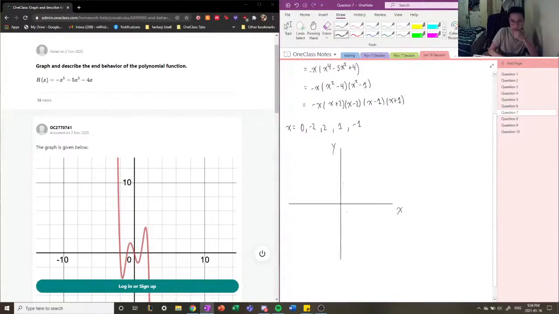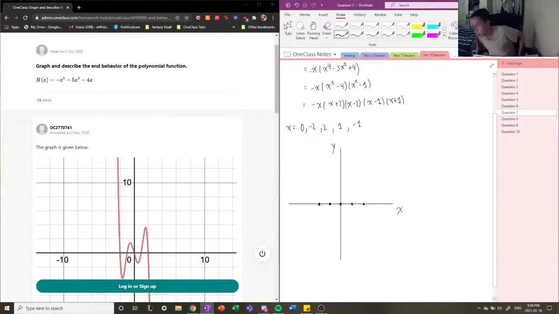This is x, and this is y. And we have zeros at 0, negative 1, 1, 2, and negative 2. Okay, let me draw this better.